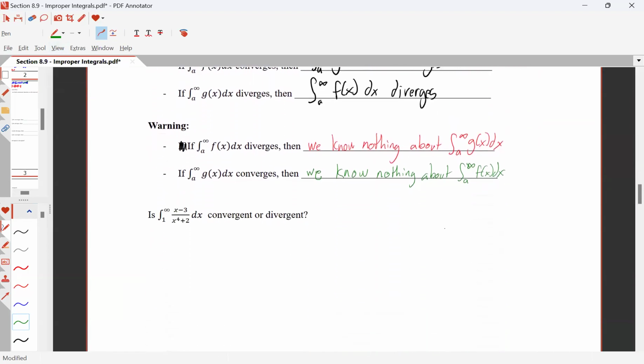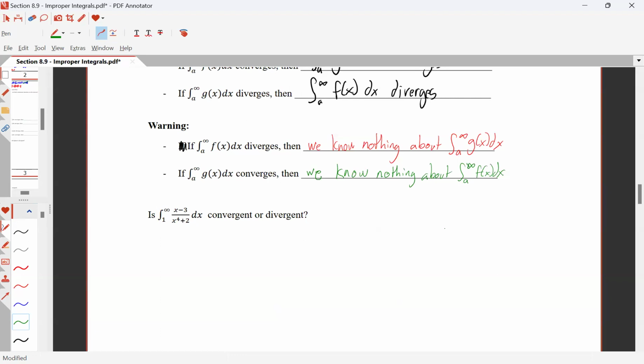Suppose we're looking at the integral from 1 to infinity of x minus 3 over x to the fourth plus 2. We could pull out the strategies from partial fraction decomposition and try and work this out. However, x to the fourth plus 2 is not super easily factorable right off the bat. So I just want to know, is it convergent or divergent? And I want to know that as quickly as possible. Does this come out to a number?